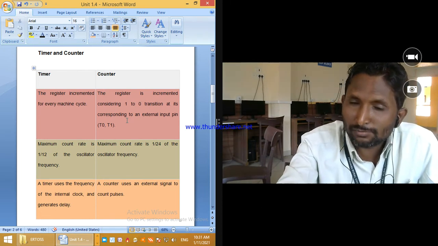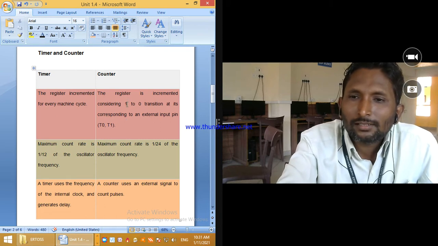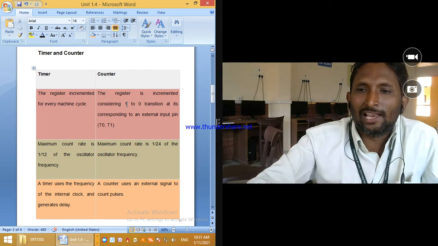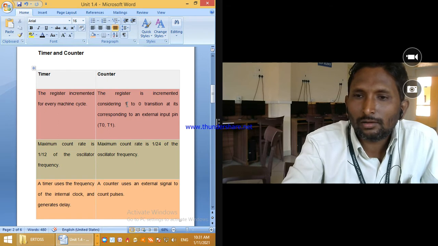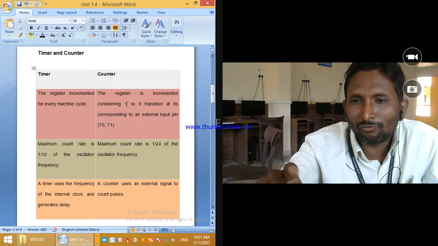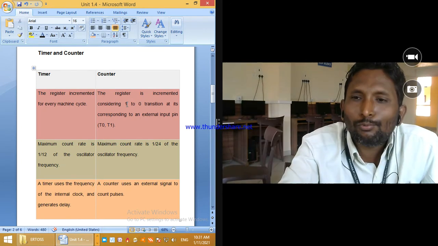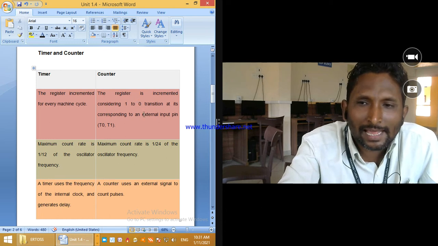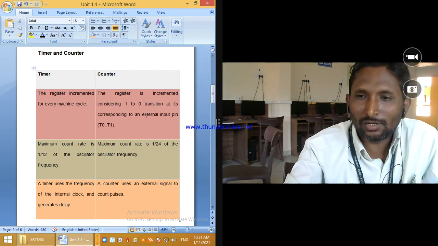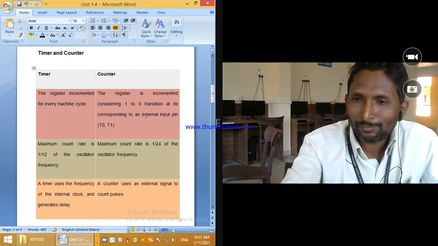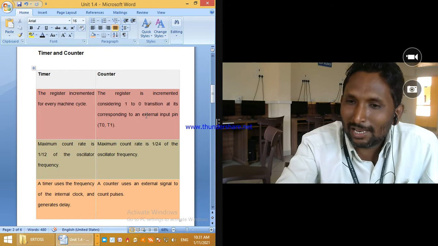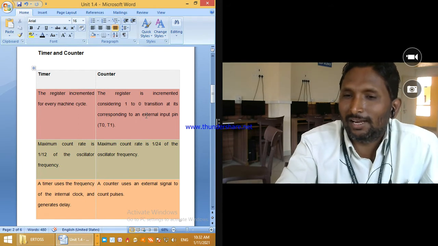But what is the difference? Counter means it counts the movement of the external signal. It counts the movement from one transition to another transition. That counting of the movement from one state to another state is counter. For example, timer means our clock, right? Clock. And counter means, suppose we fix the counter at an entry point, the role of the counter is to count the number of people. Counting the number of people is nothing but a counter.